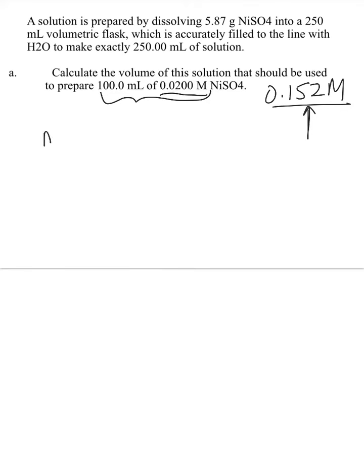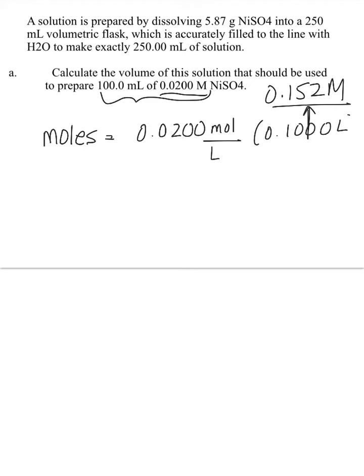So the number of moles we want would be 0.0200 moles of nickel sulfate per liter, right? That's what molarity is. And then we'd multiply that by 0.1000 liters. I've done that step of converting the milliliters into liters in my head and just written down the volume in units of liters. So the liters cancel, and I'm left with the number of moles, and it's going to be 0.00200 moles.